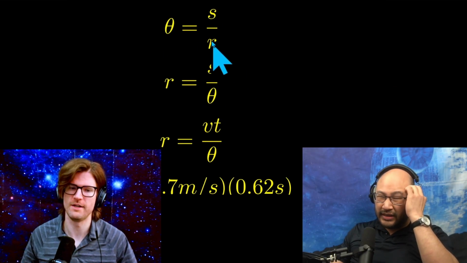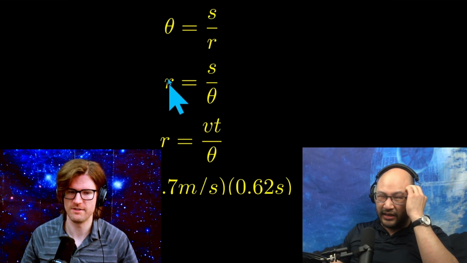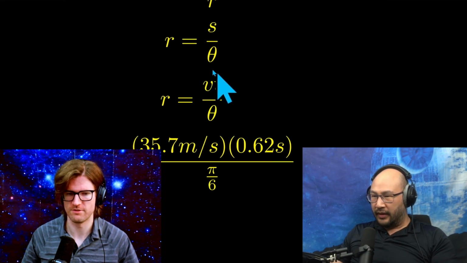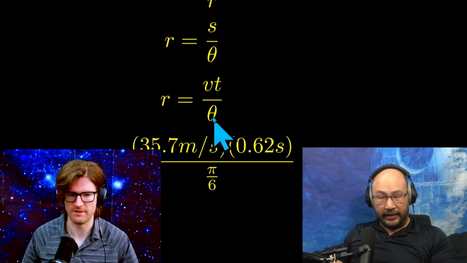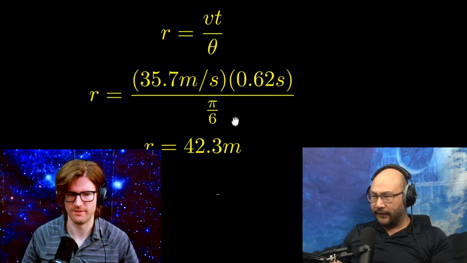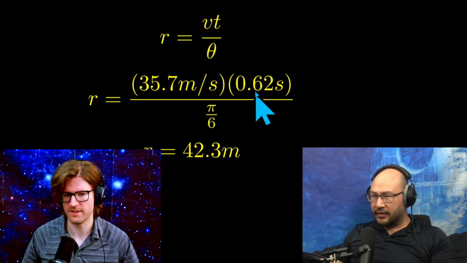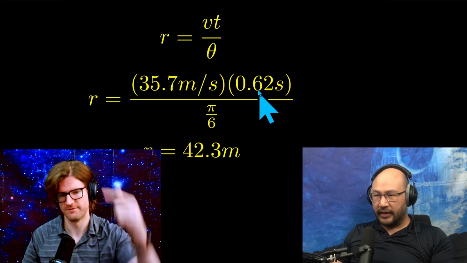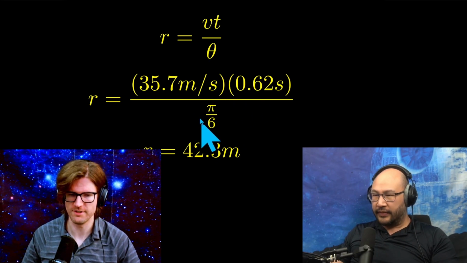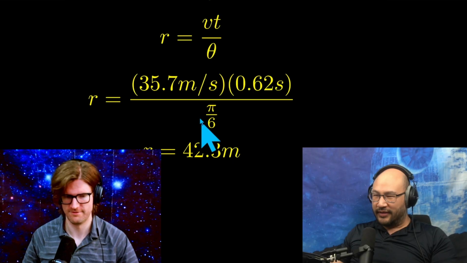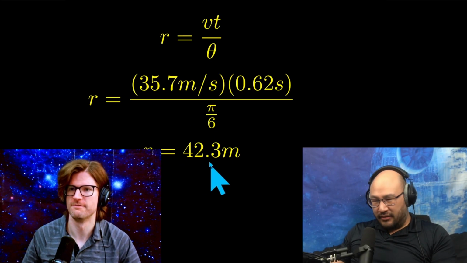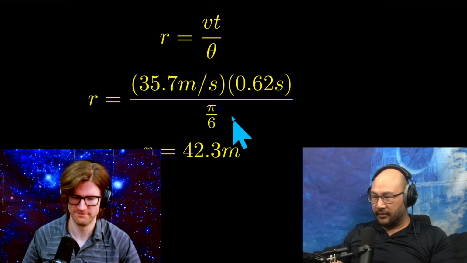That's arc length over radius. We want to find the radius, so we flip these two. Arc length is v times time divided by the angle. It's the distance traveled. So it's 36 meters per second times 0.62 seconds in the curve, which came from the video, divided by 30 degrees, which is pi over 6 radians. Gives us 42 meters for the radius. It's a tight turn, I think.